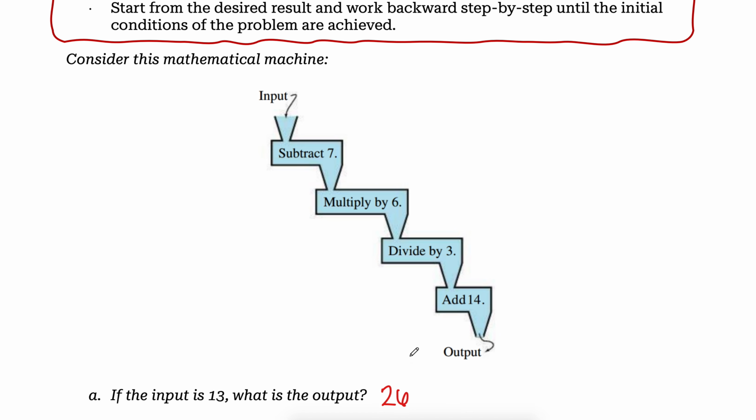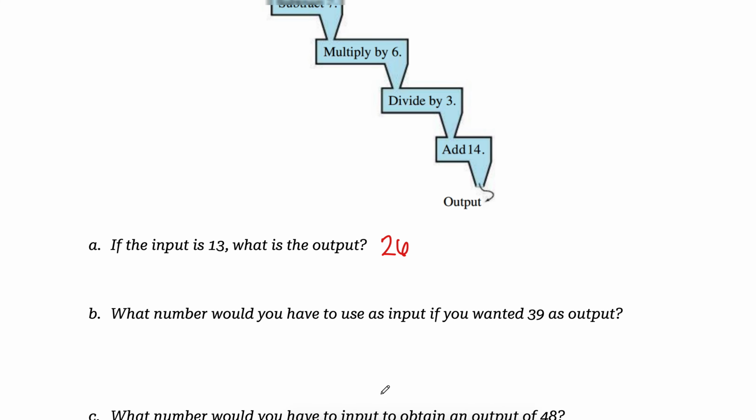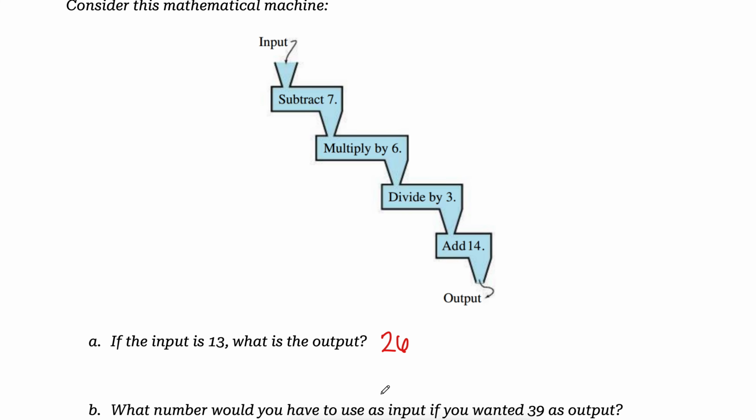Now, parts B and C are going to work backwards. It says, what number would you have to use as an input if you wanted 39 as an output? And then what number would you have to input to obtain an output of 48? So both of these we're going to work backwards. So we're going to be doing the opposite of each step.